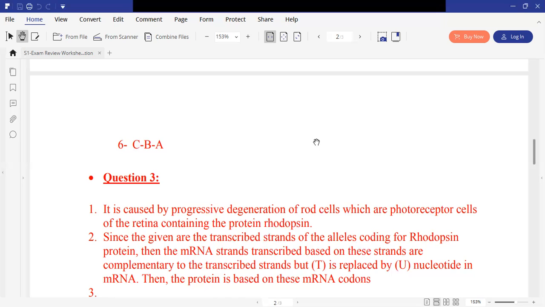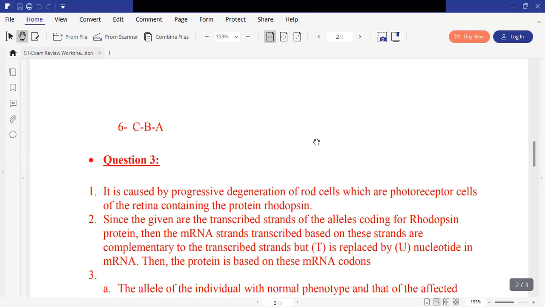Pick out from the text the cause of retinitis pigmentosa. They said that it's caused by progressive degeneration of the rod cells, which are photoreceptors of the retina containing the protein rhodopsin. Referring to the genetic code table, which is given, you have to determine the amino acid sequence resulting from the expression of the portion.